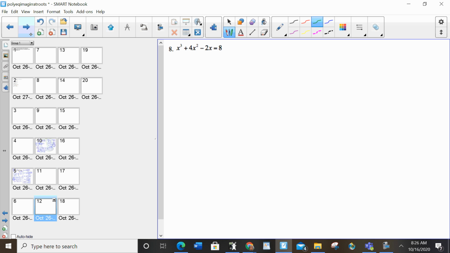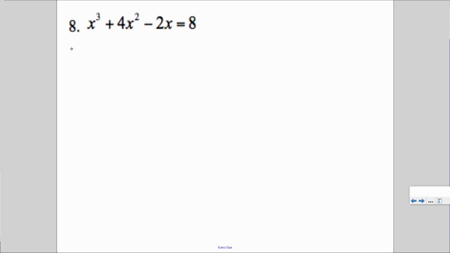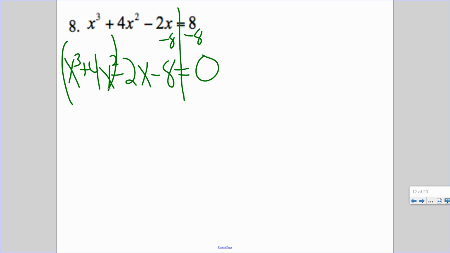I definitely want to go over number 8, so let's take a look at number 8. Mr. X cubed, he wants to party. Can he party right now? No. 8's got to come over. So it's x cubed plus 4x squared minus 2x minus 8 equals 0. Since there's 4 terms, there's no GCF. I'm going to have to do grouping.